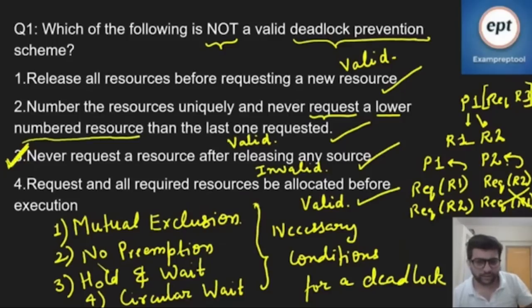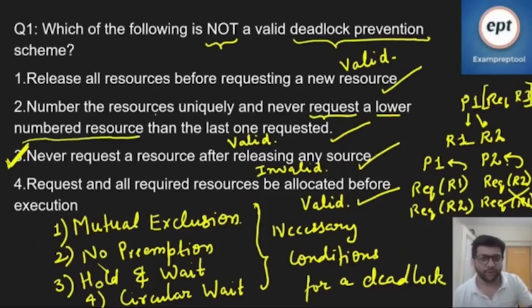So let me revise again. We know that there are four different necessary conditions for a deadlock. First is mutual exclusion, second is no preemption, third is hold and wait, and fourth is circular wait. The first option was wrong because it did not satisfy the condition hold and wait. Hence, it was a valid deadlock prevention scheme.